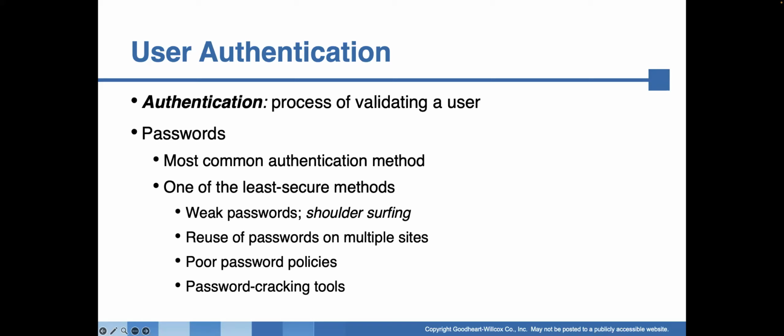Authentication is the process of validating an identity, which is important because identity is weak. Anybody can claim to be anybody. For example, anybody can claim to be me, and I can claim to be someone else. So how do you validate that identity? This is where authentication comes in, which is a process of validating a user.